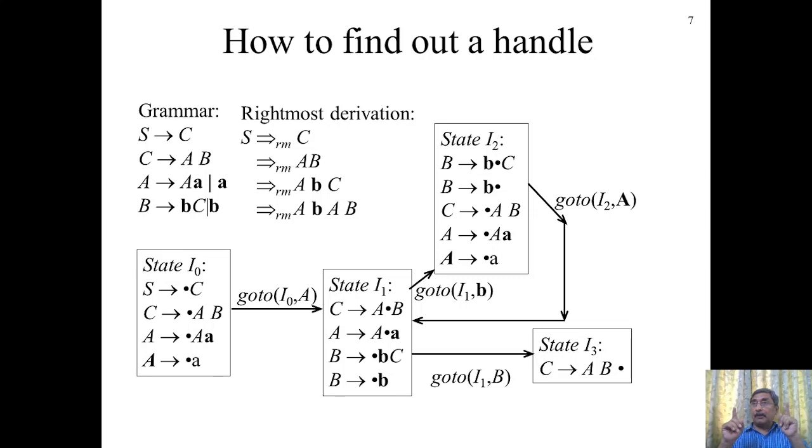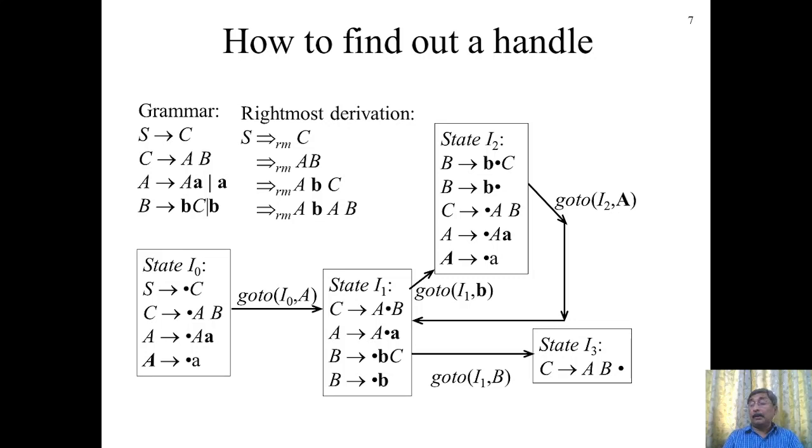Given a sentential form, reduce the handle, get back to the previous sentential form, again find the handle, reduce the handle, get back to the previous sentential form. Once you find the handle, reducing the handle basically means that you replace this handle by the corresponding left hand side. So the handle is reduced. Basically the sentential form is reduced, right? So this is called a reduction step.